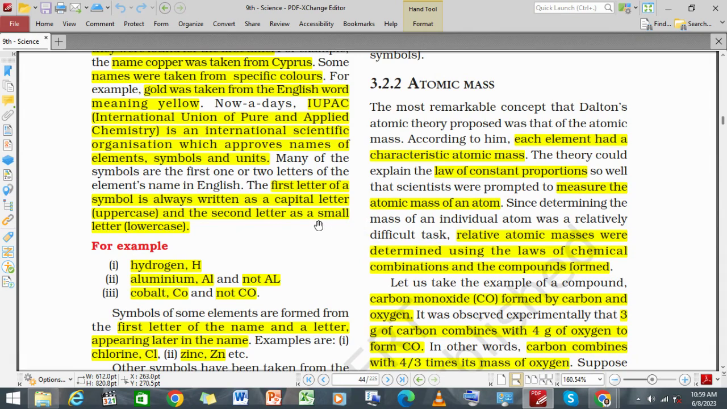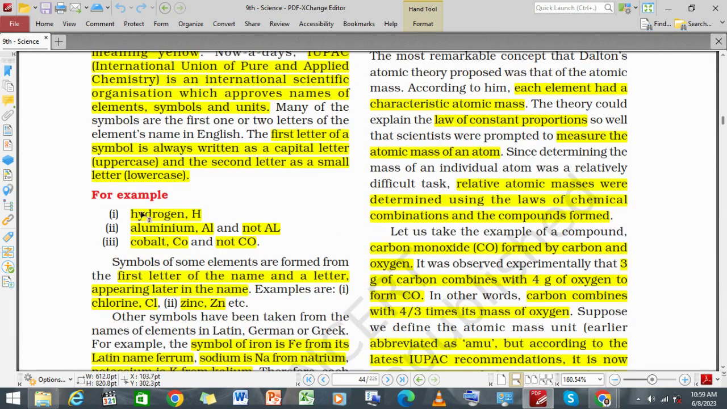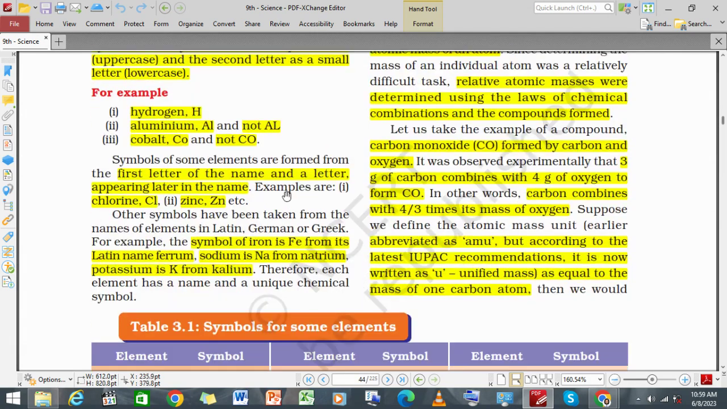The first letter of a symbol is always written as a capital letter, uppercase, and the second letter is a small letter, lowercase. Now, hydrogen is H, aluminum is Al, not AL, that is, not both letters in uppercase. Alright. Now, the first letter of the name and a letter that appears later in the name. Example, chlorine Cl, zinc is Zn. Now, the symbol of iron is Fe. It is from a Latin word, ferrum. Sodium Na was natrium, and potassium is K from kalium. All right.